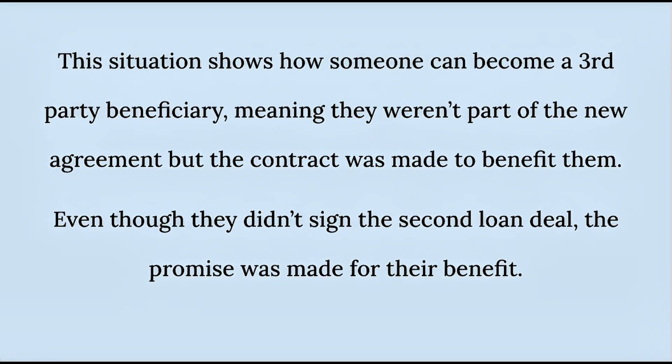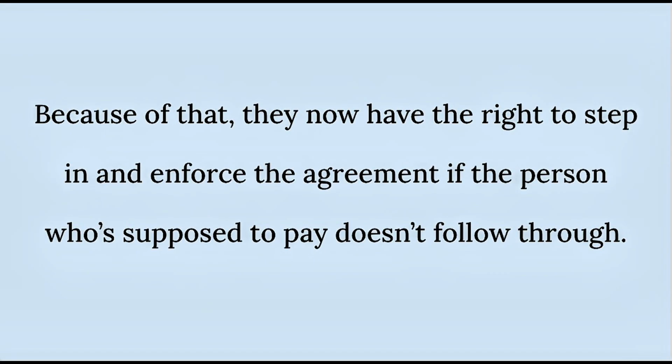This situation shows how someone can become a third-party beneficiary, meaning they weren't part of the new agreement, but the contract was clearly made to benefit them. Even though they didn't sign the second loan deal, the promise was made for their benefit. Because of that, they now have the right to step in and enforce the agreement if the person who's supposed to pay doesn't follow through.